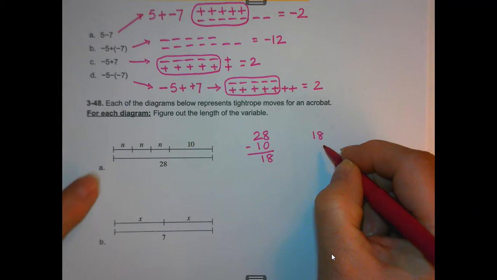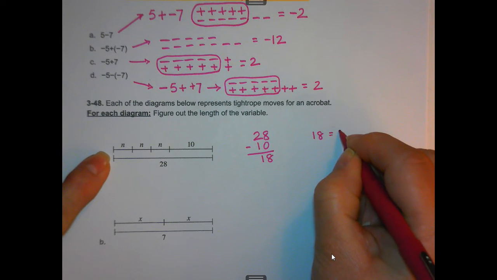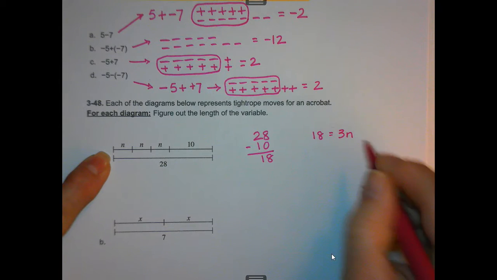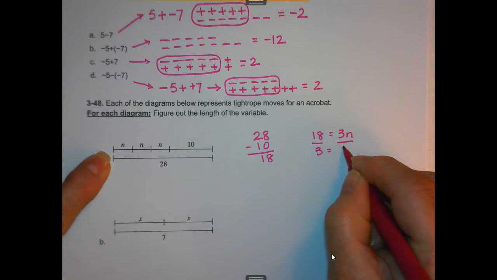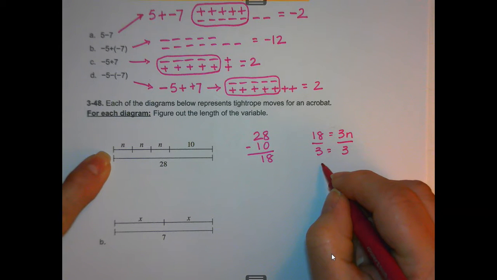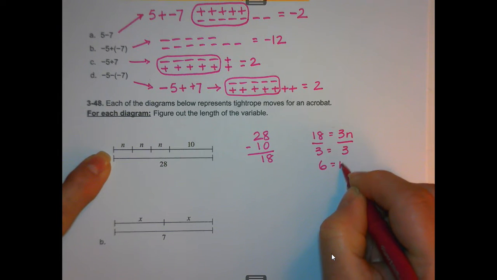18 equals 3n. And if I divide each side by 3, I end up getting 6 equals n.